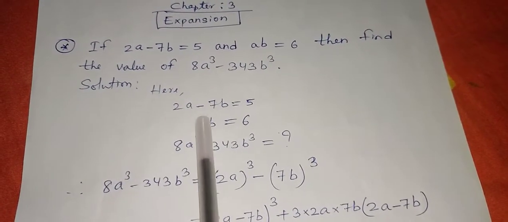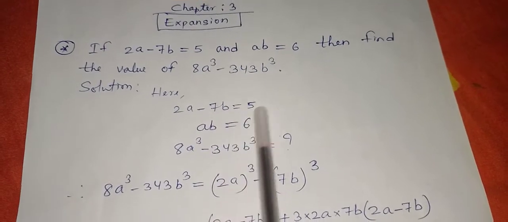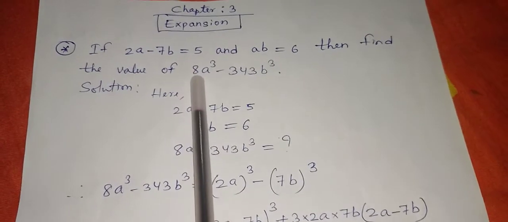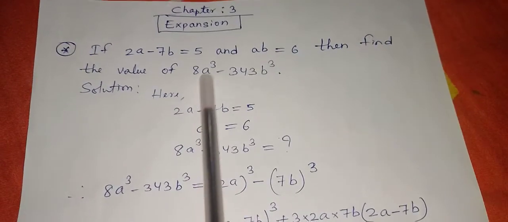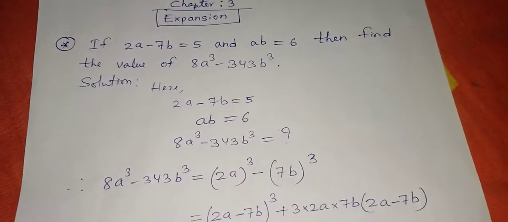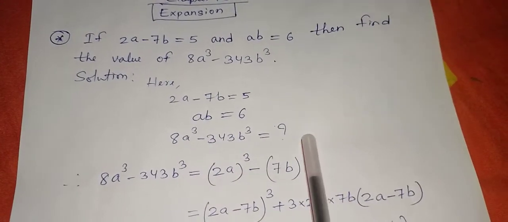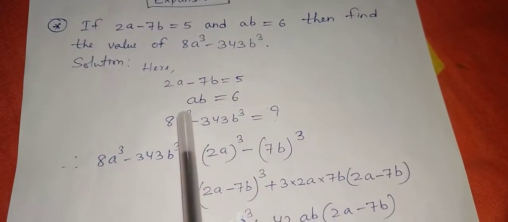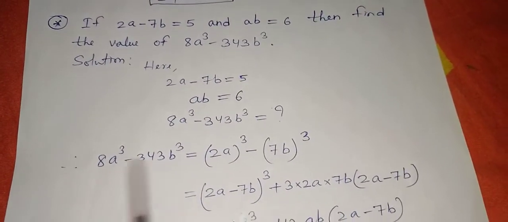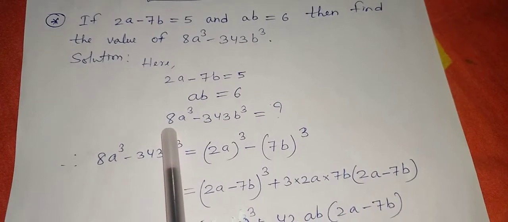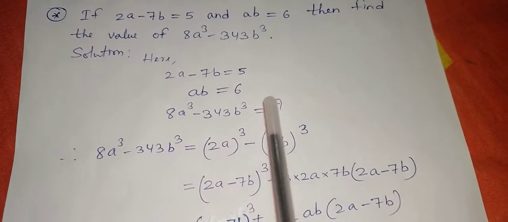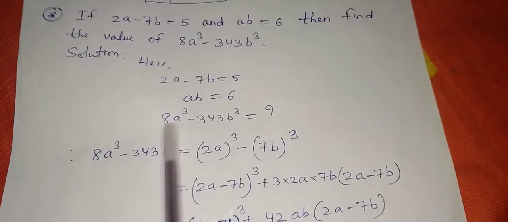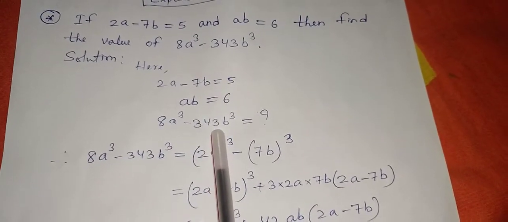So here in the solution I wrote 2a minus 7b equal to 5, this is given, ab equal to 6, this is given. So you have to find the value of 8a cube minus 343b cube. Now you can see children here, there is cube on the top as power. So you can see it will become a formula of a cube minus b cube. How? Like 8 is the cube of 2 and 343 is the cube of 7.